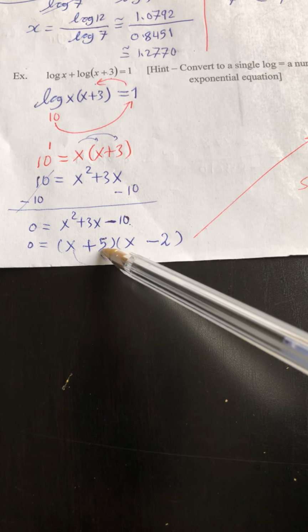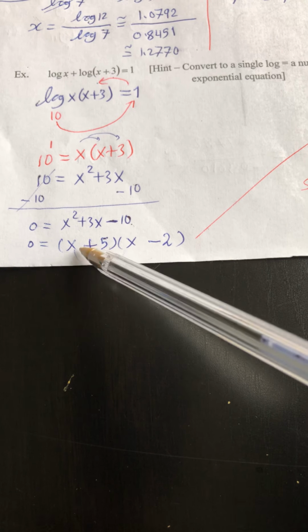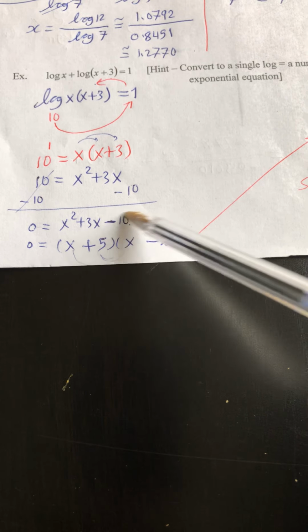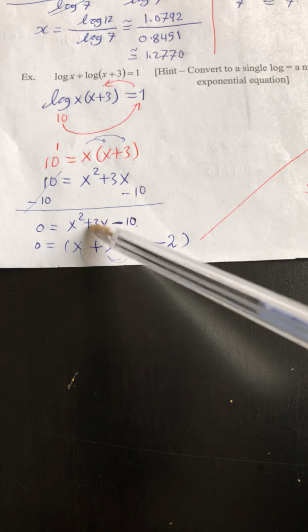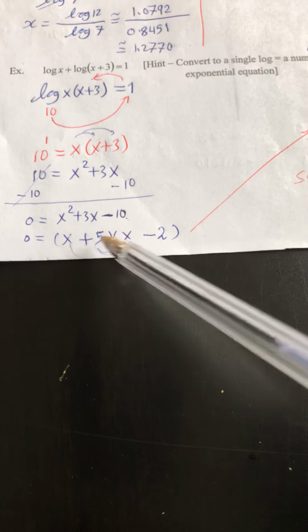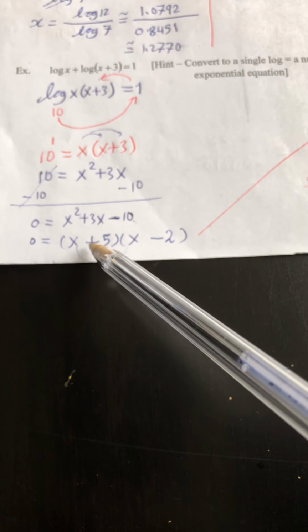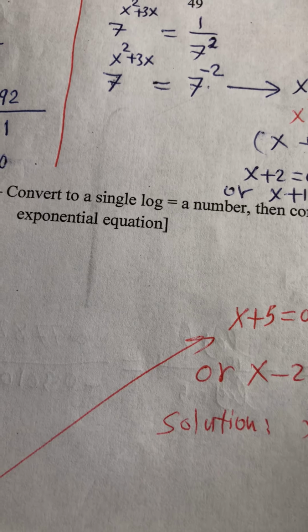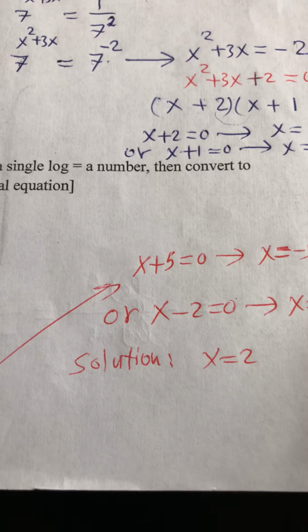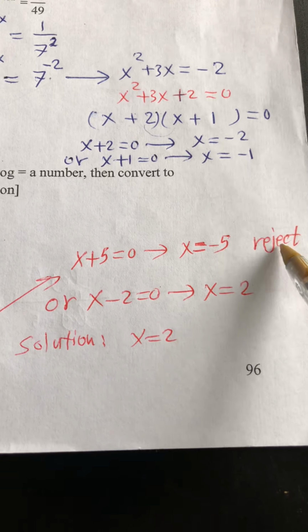Let us check. The inner product is 5x. The outer product is negative 2x. So 5x minus 2x equals 3x, which is the middle term. So now by the zero factor property, x plus 5 equals 0 or x minus 2 equals 0. So x plus 5 equals 0, then x equals negative 5. So we reject this solution.